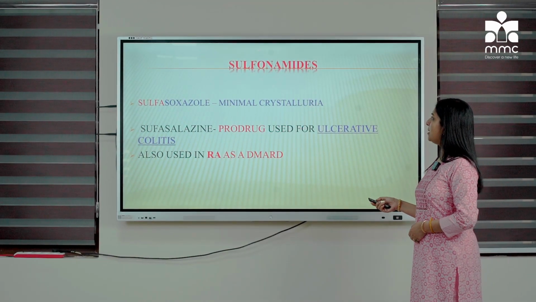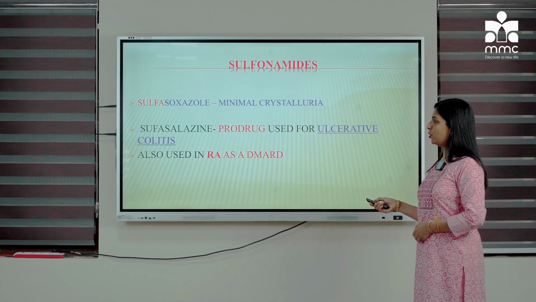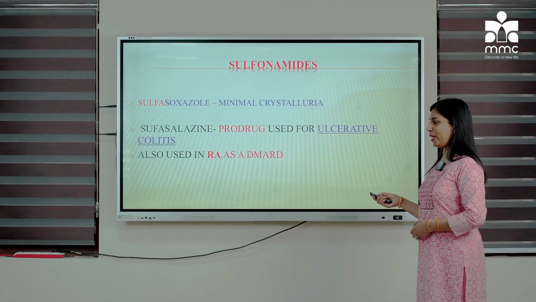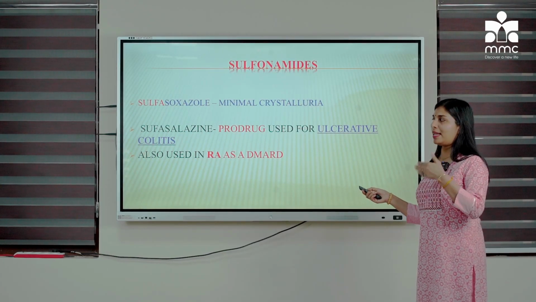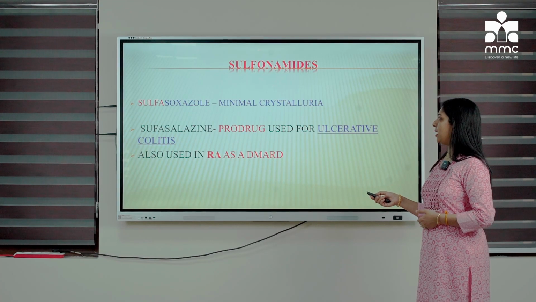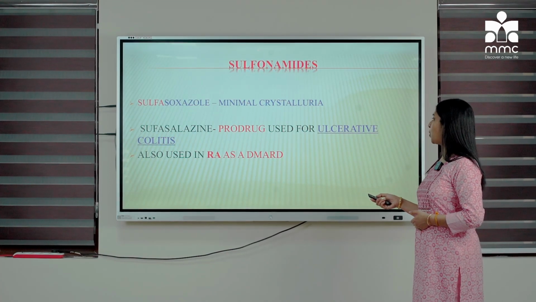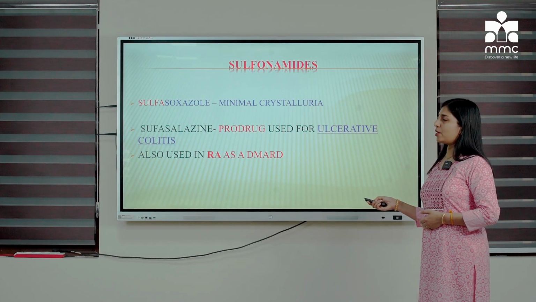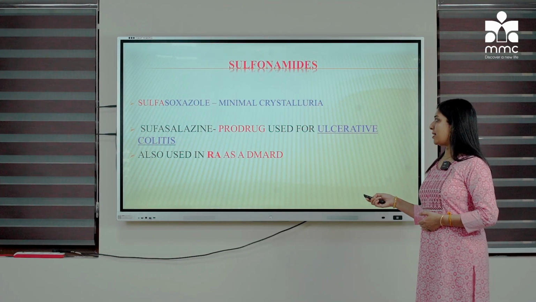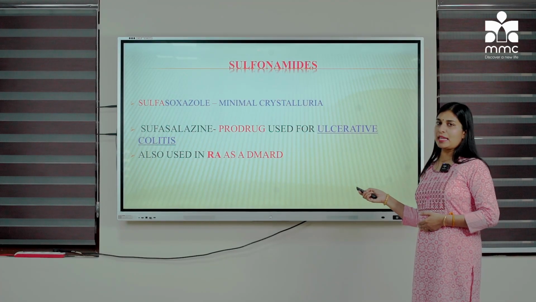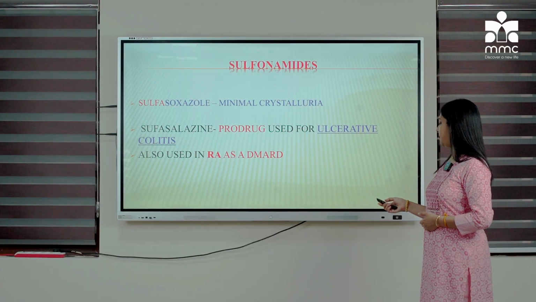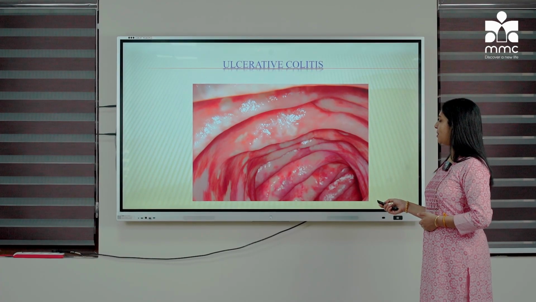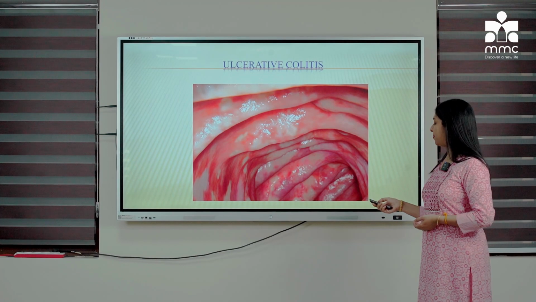So other sulfonamides are sulfisoxazole. It is a newer drug and it can only cause minimal crystalluria. So the side effects are lesser for newer drugs. Then sulfasalazine, it is a prodrug used for ulcerative colitis, also used in rheumatoid arthritis as a disease modifying anti-rheumatoid drug. So this is ulcerative colitis, in which sulfasalazine is used.